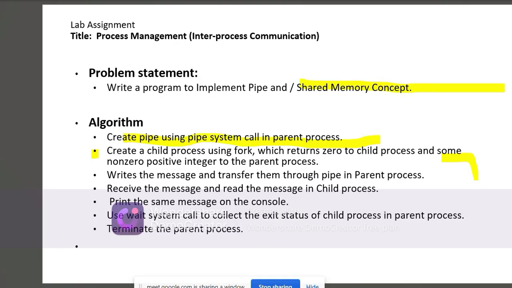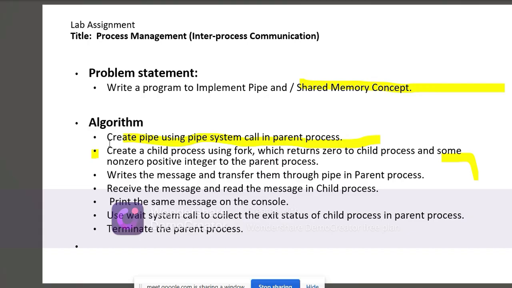Next is process management. How can IPC be implemented in your lab? Write a program to implement a pipe or shared memory concept. For this you have to use an algorithm. What is the algorithm? You have to create a pipe using the pipe system call in a parent process. This is the first task.